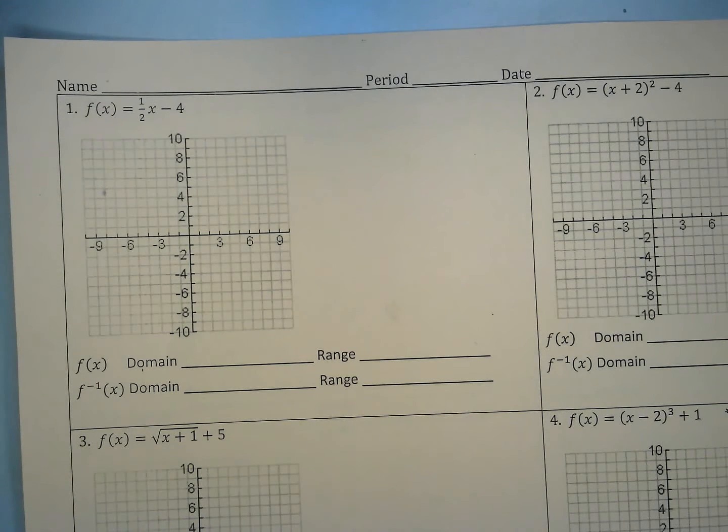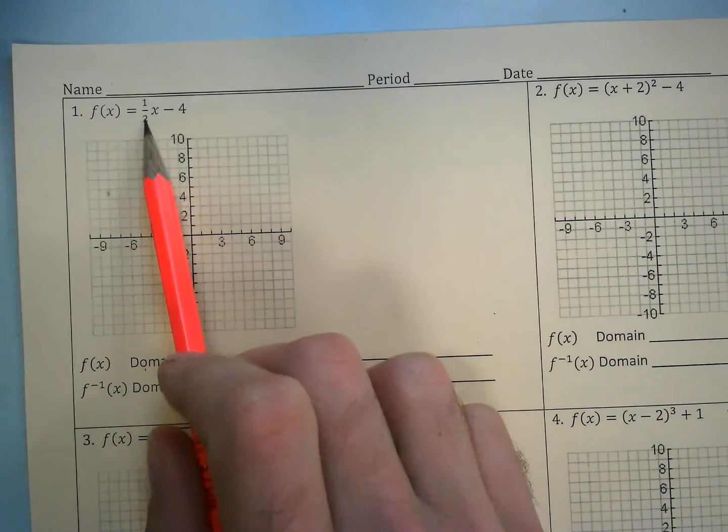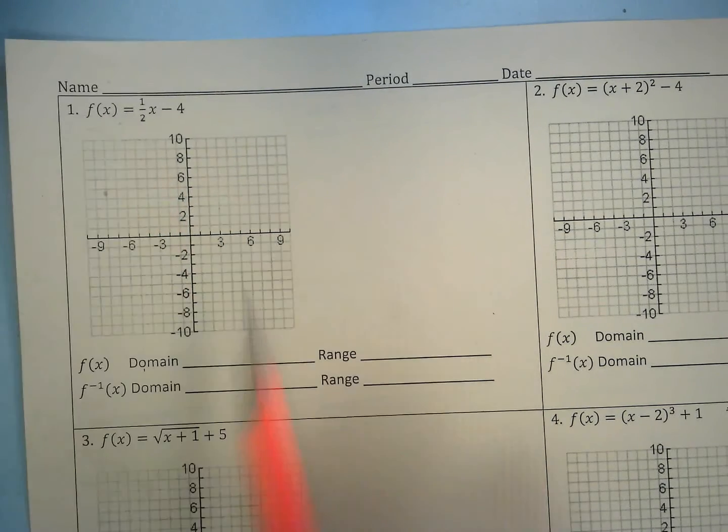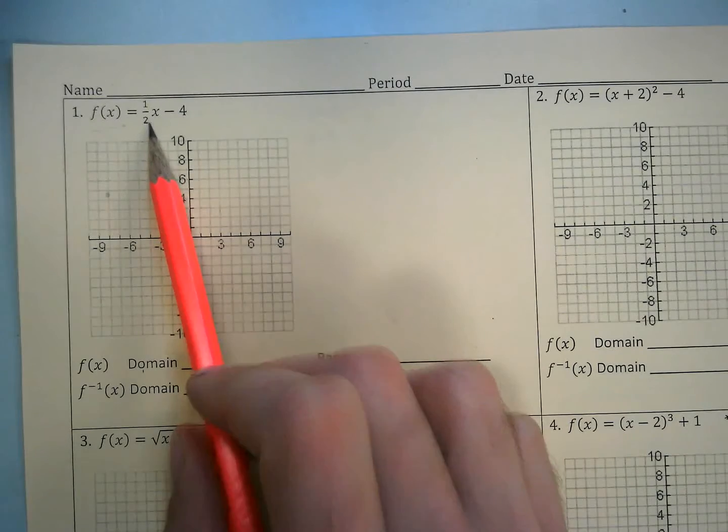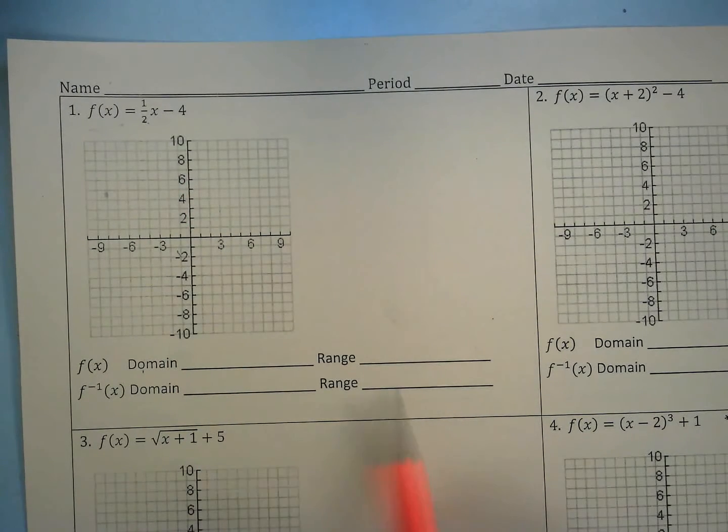Let's do some inverse functions. So directions here are to graph the function that we're given, find its domain and range, find the inverse of this, graph it, and state its domain and range.